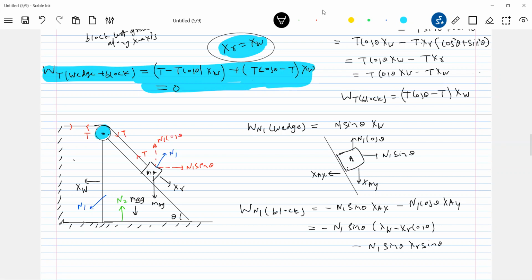So finally I'll end up with only N1 sine theta, remaining all cancel out. So net work done by normal contact on the block, on the wedge plus block, how much should it be? N1 sine theta times W, so it has become 0, you see, finally.